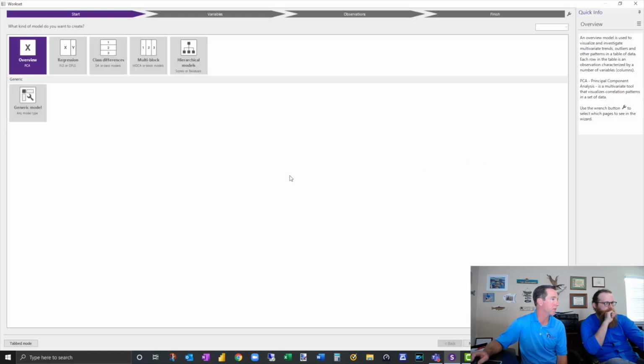It's saying, hey, what kind of a model do you want, right? Do you want to do principal component analysis? Do you want to do partial least squares or orthogonal partial least squares? Do you want to do a discriminant analysis, the DA? And I have not seen what the difference is, and I don't know what multi-block and hierarchical models are. I have not been trained on those, so I'm not really sure what they are.